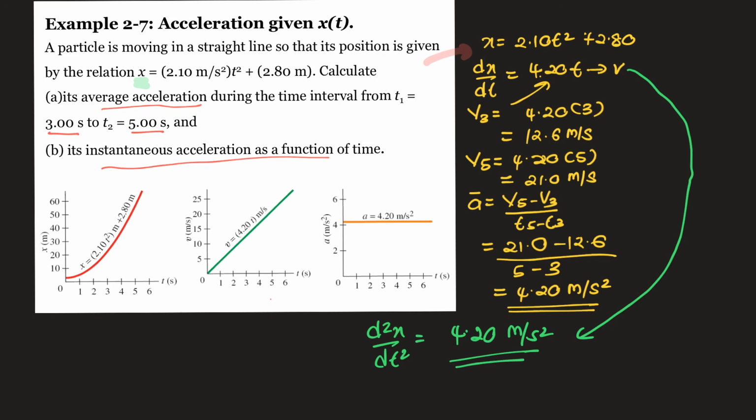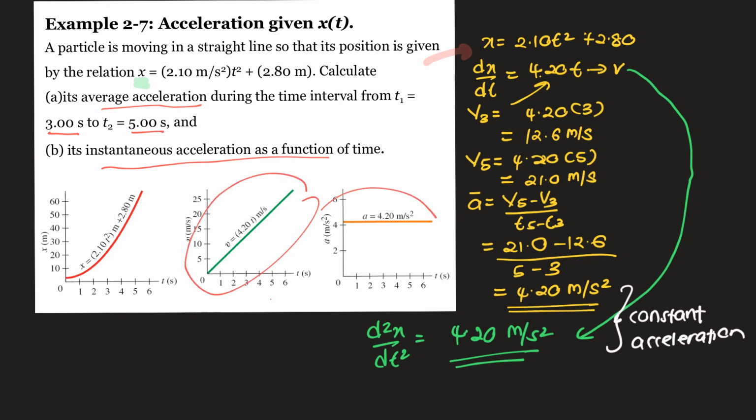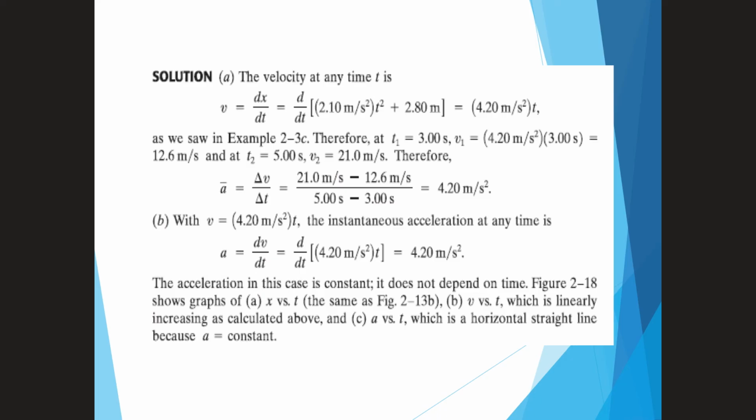What does it mean by instantaneous? You get 4.20, but the average acceleration also is 4.20. What does it mean? It means that these two represent constant acceleration, and you can actually see that clearly in the graph. Constant acceleration. Understand? Good. I already showed you all the equations at the back, so you can actually refer to that also.